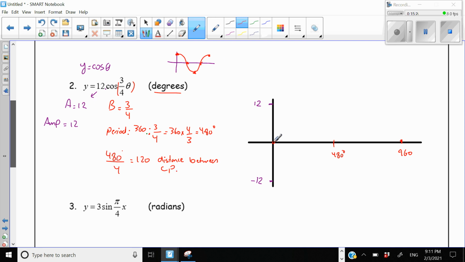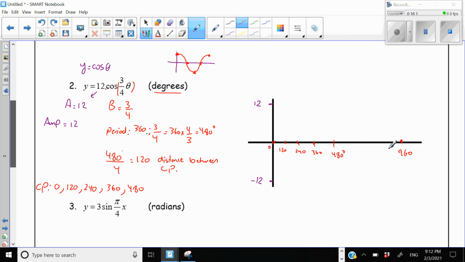I'm going to start with 0. So the first critical point will be 0. And then add 120 to that. So 120 is my next critical point. Next one, add 120, it's 240. Plus 120, 360. Plus 120, 480. So now the critical points of one cycle are found. I'm going to mark them here: 120, 240, and 360, and the first one was 0.